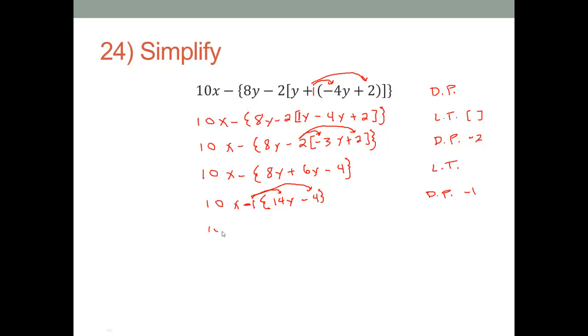So the 10x will stay like it is. Negative 1 times positive 14y is negative or minus 14y. Negative 1 times negative 4 is positive or plus 4.